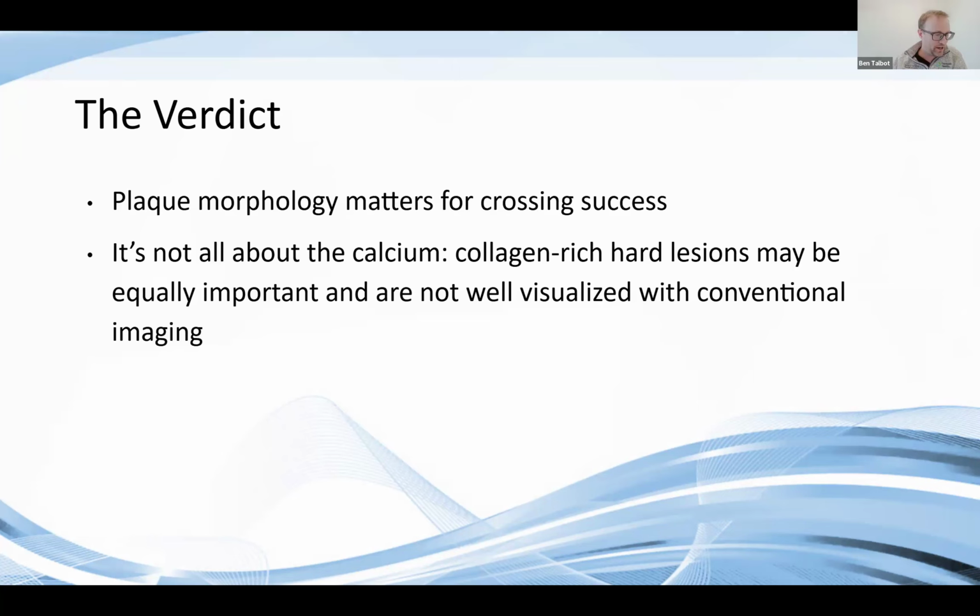So just putting it all together, we have a very well-designed mechanistic study in a controlled, non-physiological model of end-stage disease that shows plaque composition plays a likely major role in crossing success, but does not yet demonstrate how that information is going to change our day-to-day management in our daily patients.